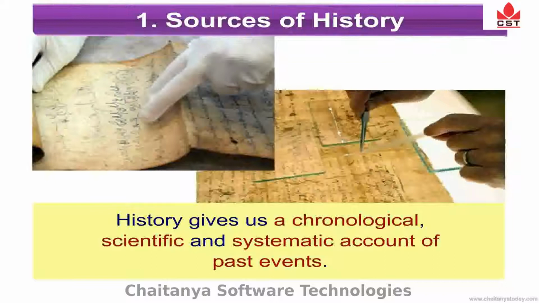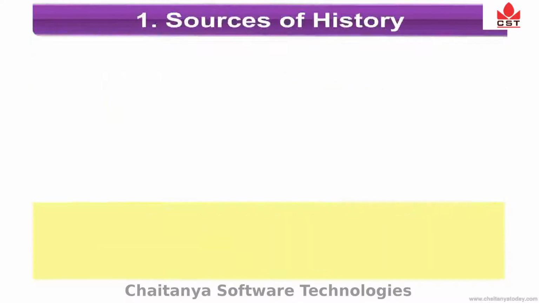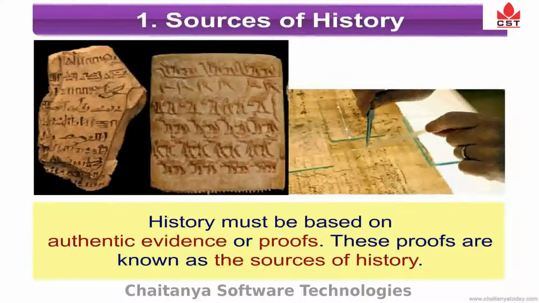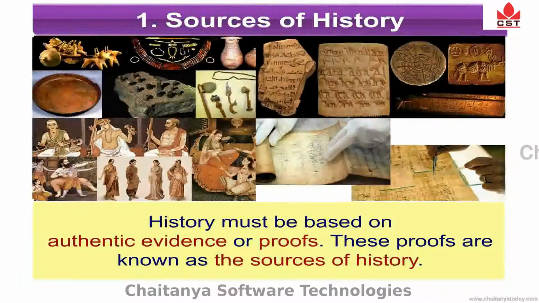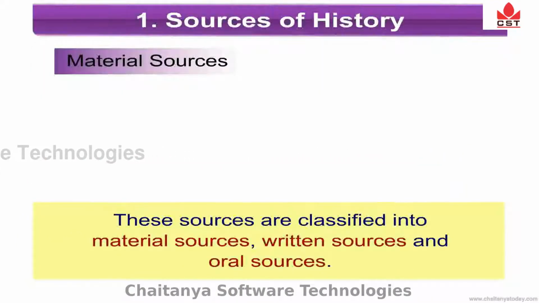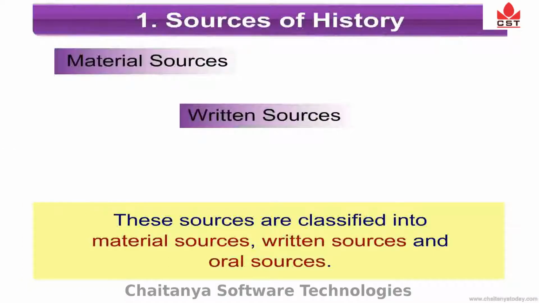History gives us a chronological, scientific, and systematic account of past events. History must be based on authentic evidence or proofs. These proofs are known as the sources of history. These sources are classified into material sources, written sources, and oral sources.